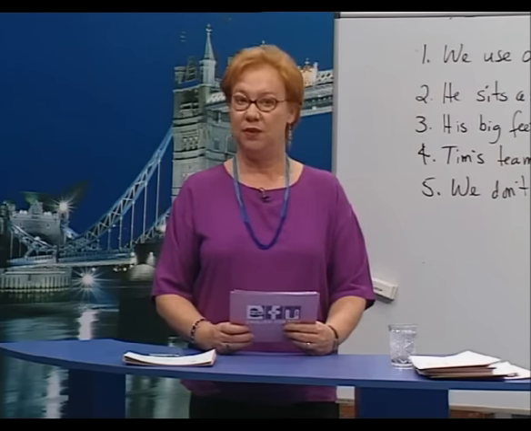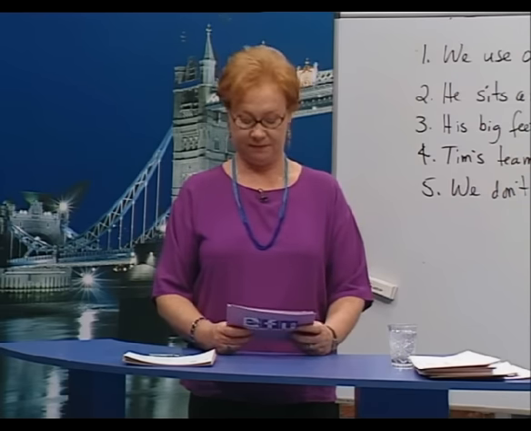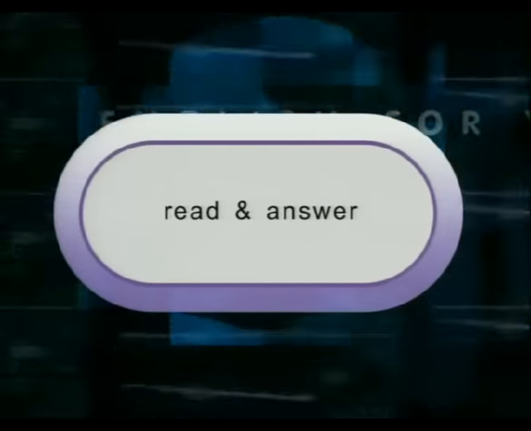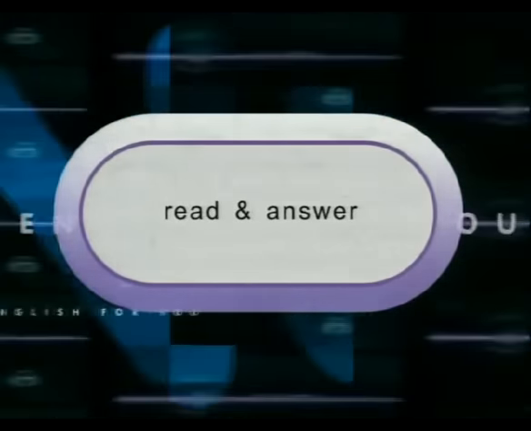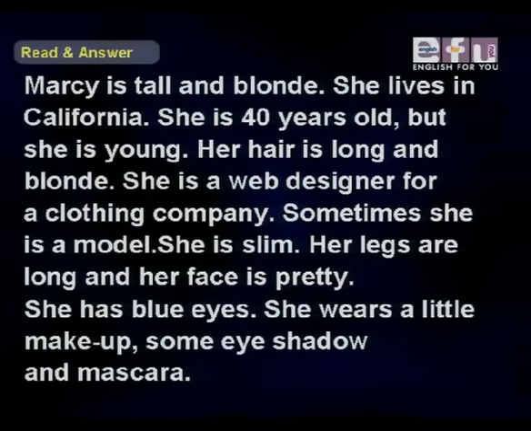Now, read the story and answer the questions about it. Read and answer. Marcy is tall and blonde. She lives in California. She is 40 years old, but she is young. Her hair is long and blonde. She is a web designer for a clothing company. Sometimes she is a model. She is slim. Her legs are long and her face is pretty. She has blue eyes.